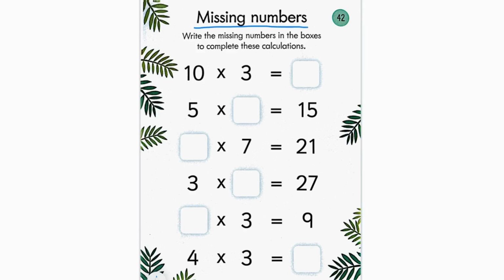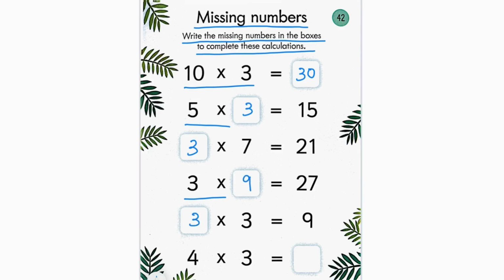Missing numbers. Write the missing numbers in the boxes to complete these calculations. 10 times 3 equals 30. 5 times 3 equals 15. 3 times 7 equals 21. 3 times 9 equals 27. 3 times 3 equals 9. 4 times 3 equals 12.